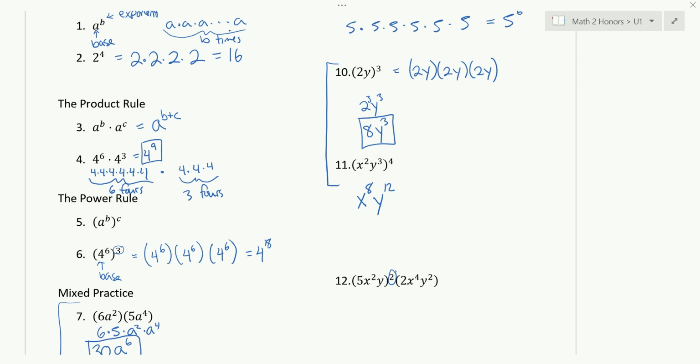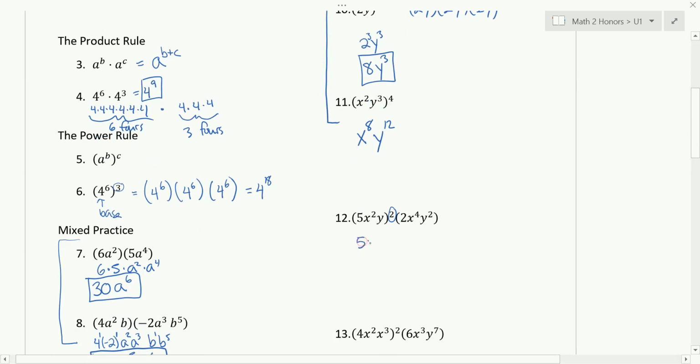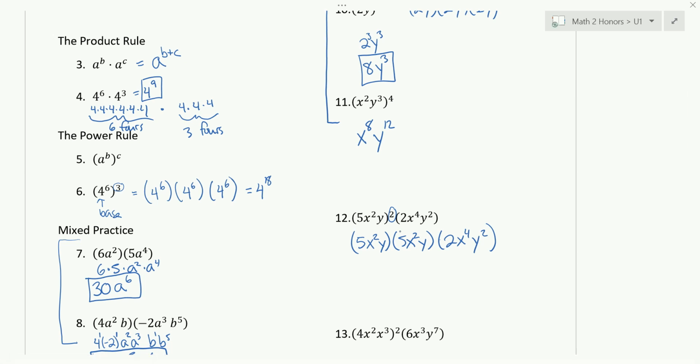Okay, so 5x squared y is repeated, and then we have 2x to the 4th y squared, and go ahead and multiply. Now there's nothing outside those parentheses, so then you could drop the parentheses if you have no exponents outside of that, and just multiply any which way you want. You could reorganize it. I'm going to go 5 times 2, which is 10. Count my x's, x squared, x to the 4th gives me x to the 8th. And y times y squared is y to the 4th.